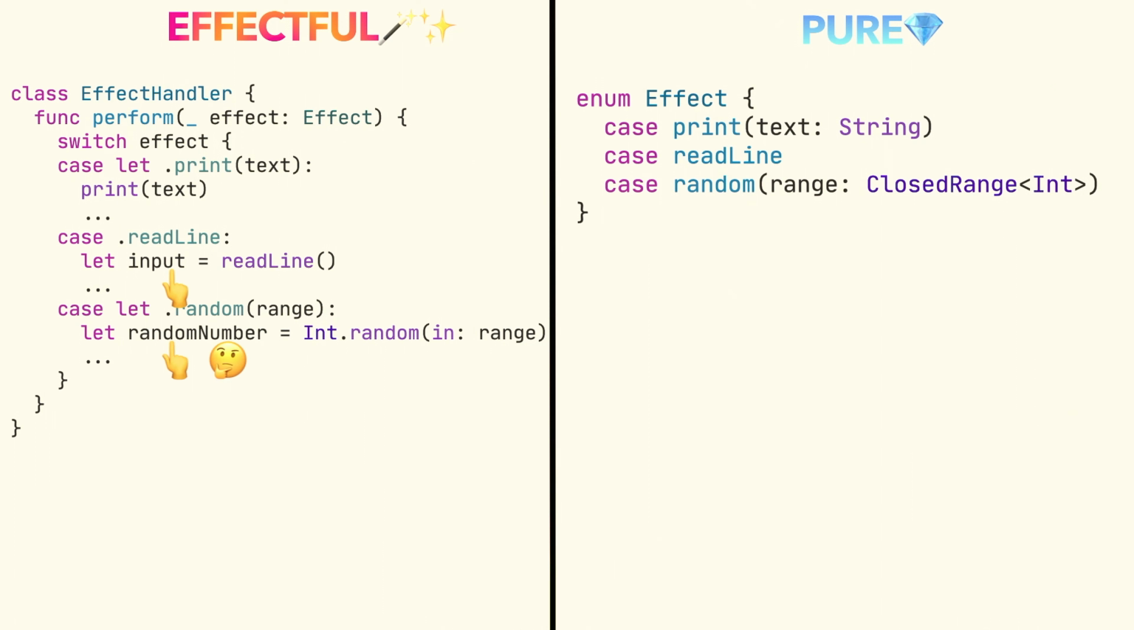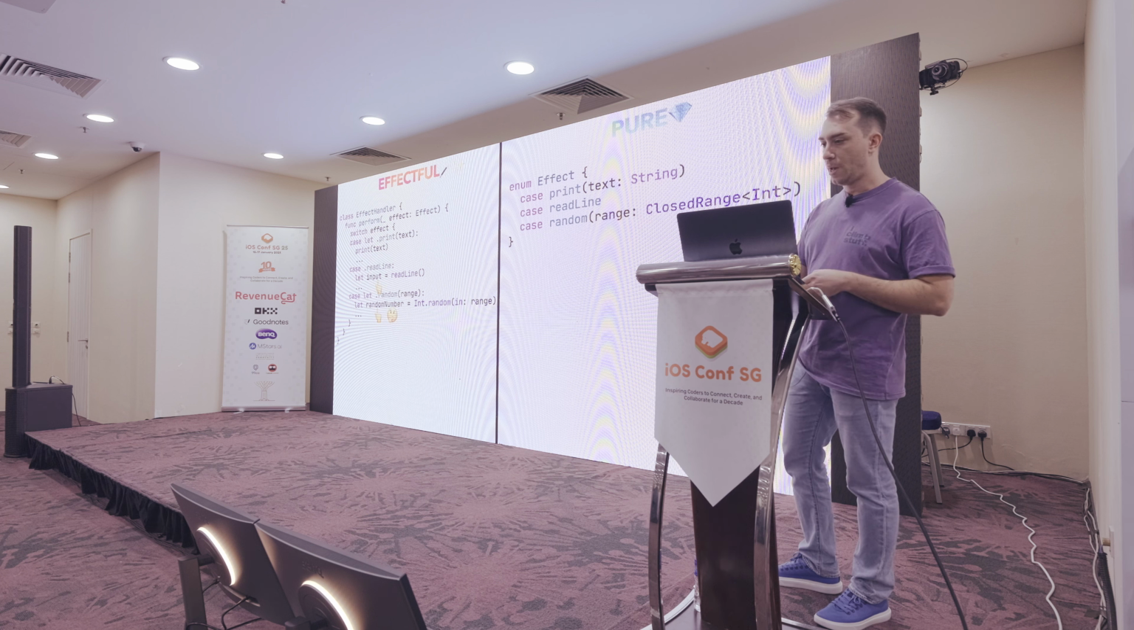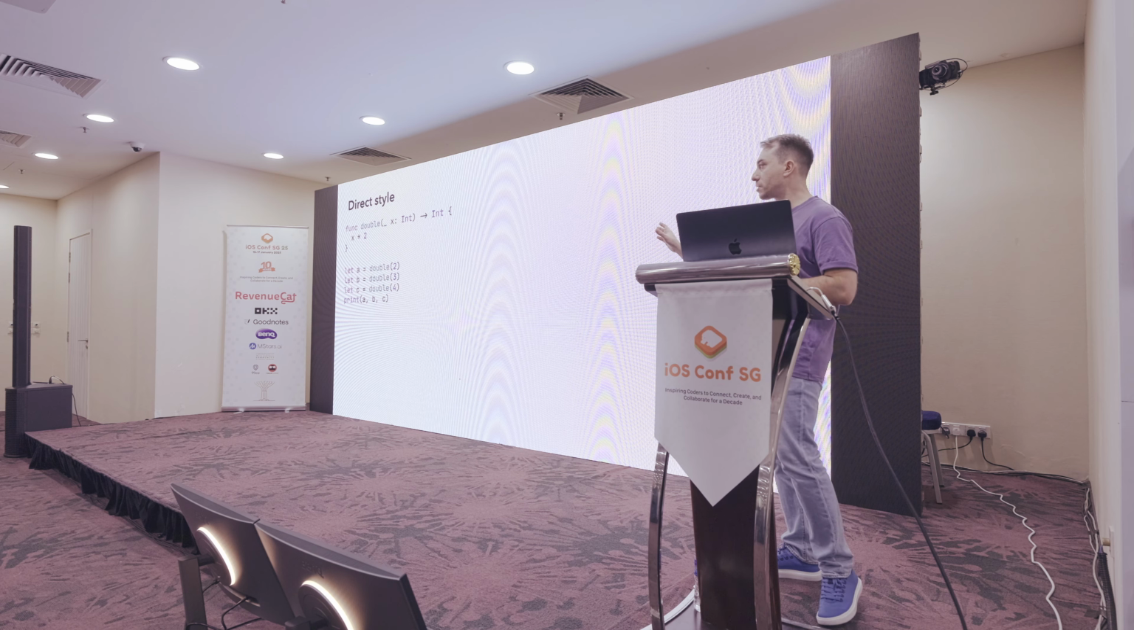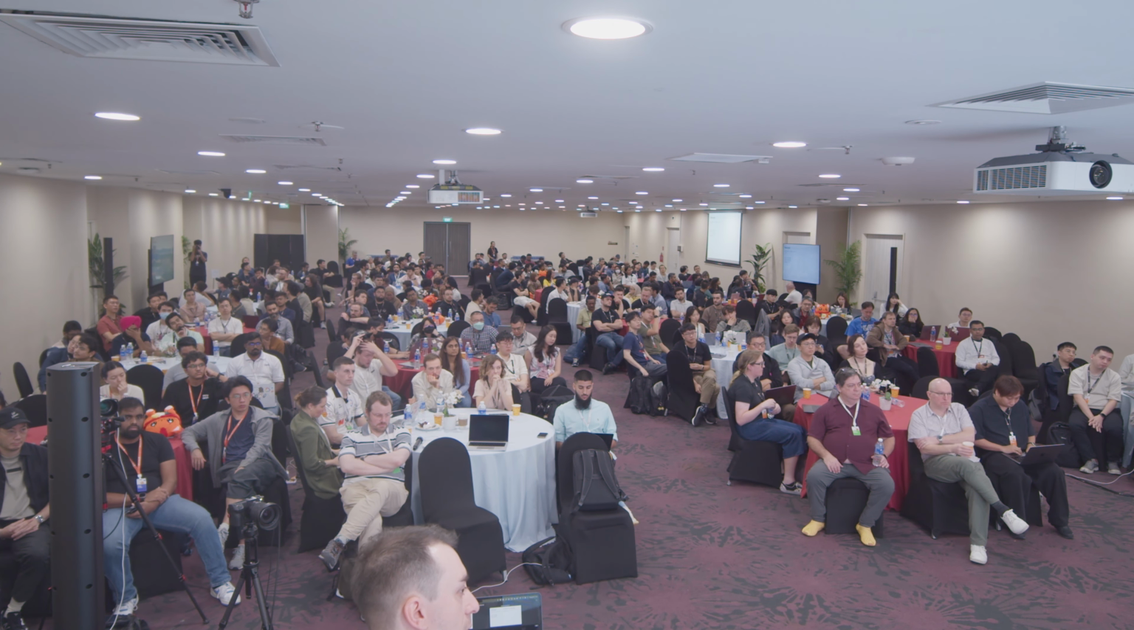Now, your next question should be, OK, but what am I supposed to do with the outputs that side effects produce? And more importantly, how can I write actual useful programs this way? And this is where I need to introduce you to two styles of programming. One is called direct style of programming, which is simply, we have a double function that takes a number and returns it doubled, and we can call it multiple times in a row and then print it.